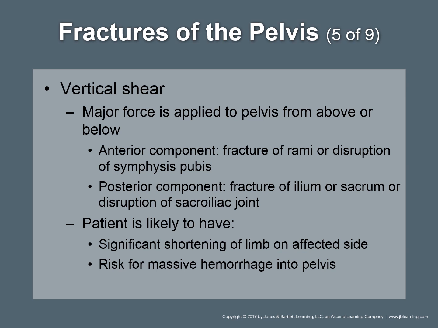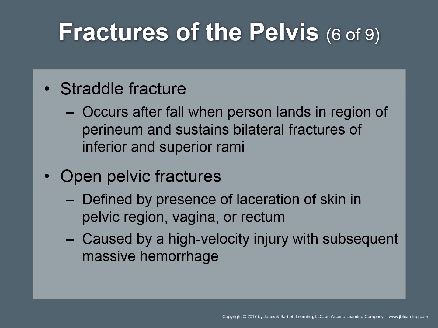Vertical shear fractures are from major force applied to the pelvis from above or below, and your shearing is just up and down. Anterior component fracture of the rami or disruption of the symphysis pubis, and what we're talking about is you'll just have some deformity to the front of the pelvis or the back of the pelvis. That means you've got a tailbone fracture or something in the back of your pelvis. Patient will have shortening, and they'll have massive hemorrhage into the pelvic compartment, so massive they could die.